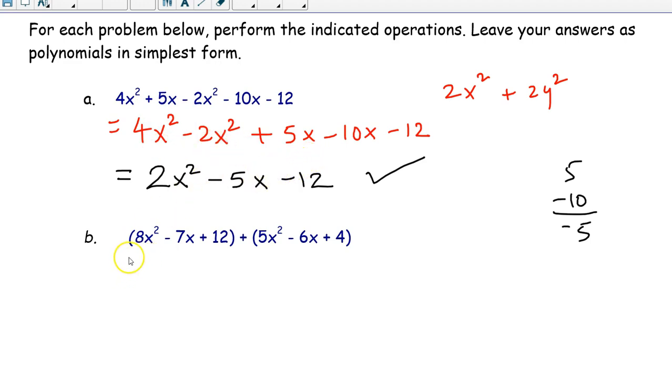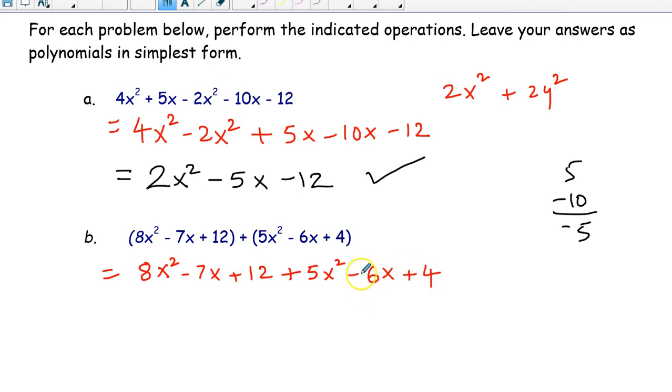In the second problem, we have 8x squared minus 7x plus 12 plus 5x squared minus 6x plus 4. So we have to simplify, that is, combine these two polynomials. It is simple. We just have to put the like terms together again. Because it is the addition, we don't have to change anything. Just bring down 8x squared minus 7x plus 12. Then plus, that we are adding those two polynomials. So just drop the parenthesis and copy that 5x squared minus 6x plus 4. We are not changing anything, just removing the parenthesis.